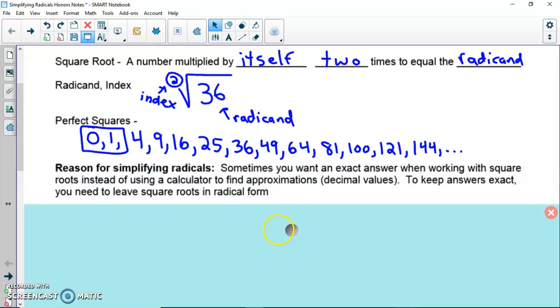So why do we simplify radicals? Sometimes you want an exact answer when working with square roots instead of using a calculator to find approximations, which are the decimal values. So the way we keep answers exact is you need to leave square roots in the radical form.